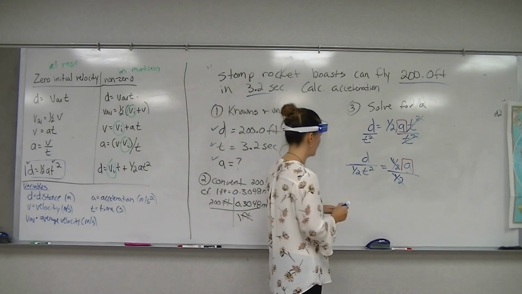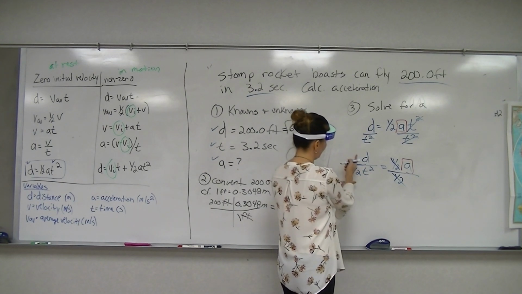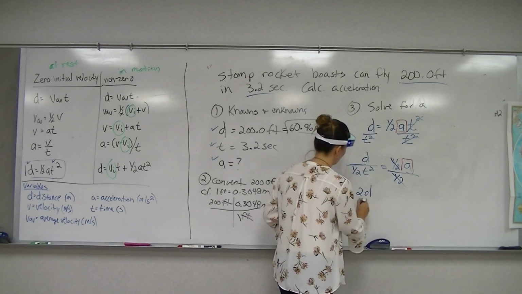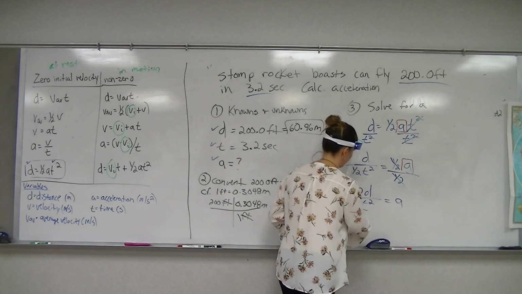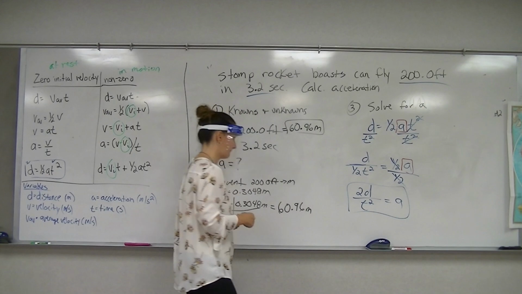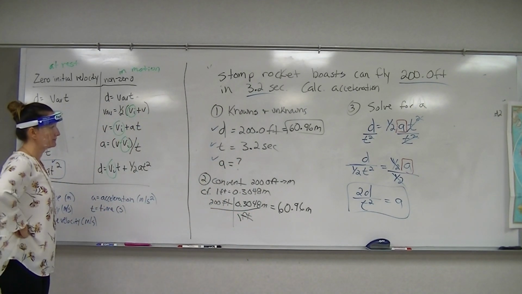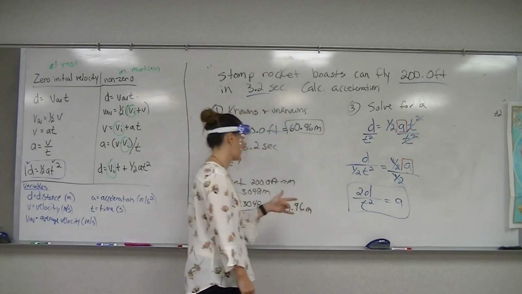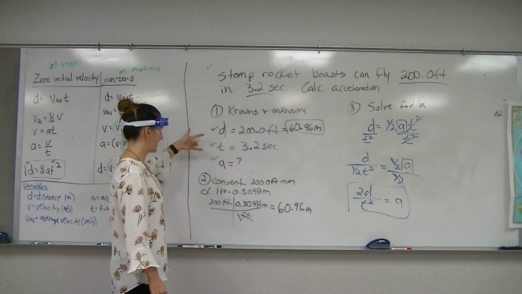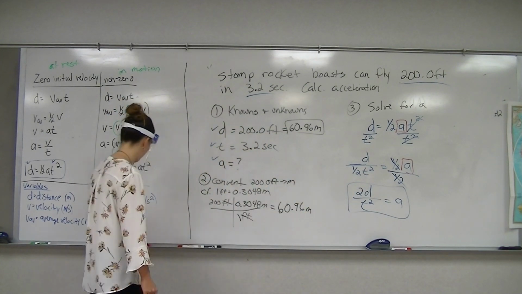So you can have it written out this way, or if you actually take this and flip it, it's the same thing. So 2d over t squared is equal to a. So this is going to be my rearranged equation, solving for a, and now I can plug in my two known values where those variables are and solve.